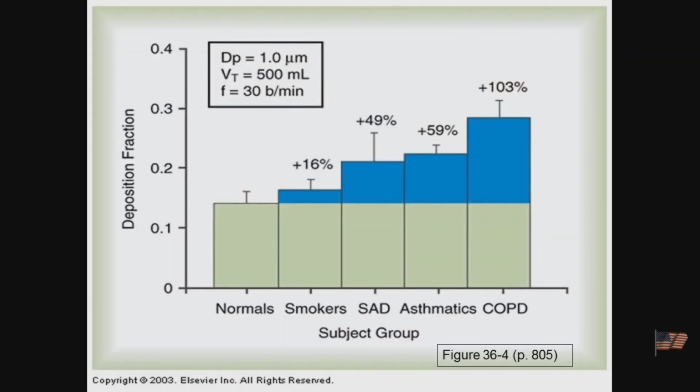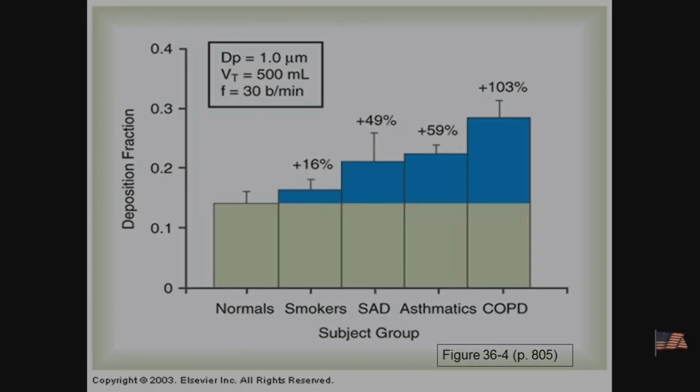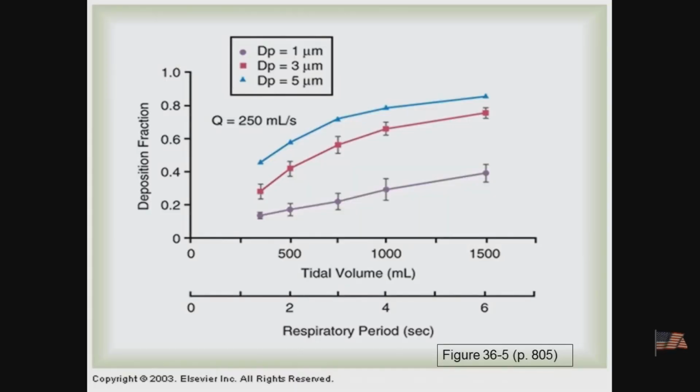Here's this looking at some deposition. Let's see, what is this showing me here? Each has a tidal volume and respiratory rate the same, and we're looking at a particle size of about 1 micron. Normally you have a deposition of about 15%, and you can see that that changes as you have different disease states, because they have different breathing patterns involved. It's just kind of showing the same kind of thing. Bigger particle size, worse deposition. Smaller particle size, better deposition.